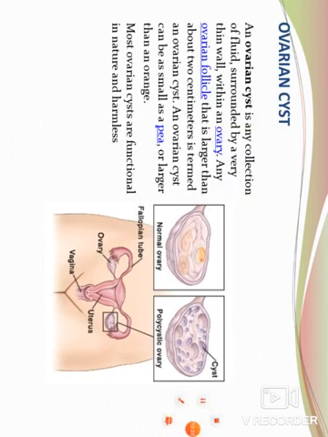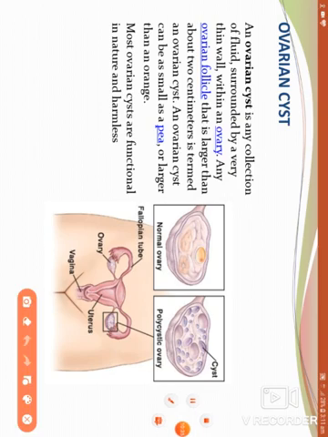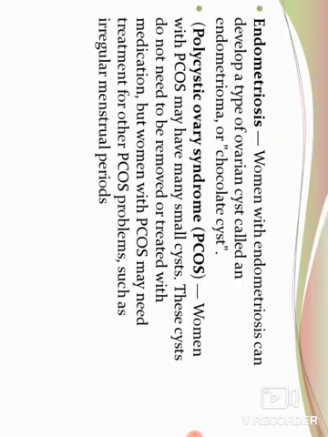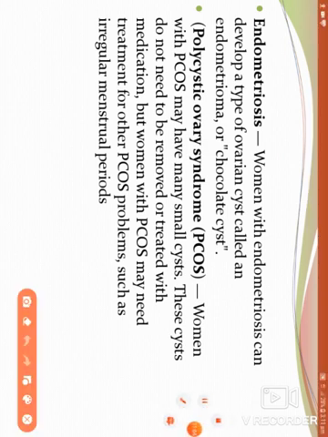Then coming to the clinical features. Here you can see there is an ovarian cyst. Usually an ovarian cyst is a collection of fluid-filled cavities. Those are called cysts. If it is more than 2 centimeters, then it is termed an ovarian cyst. Most of them are functional cysts that disappear in the next cycle.